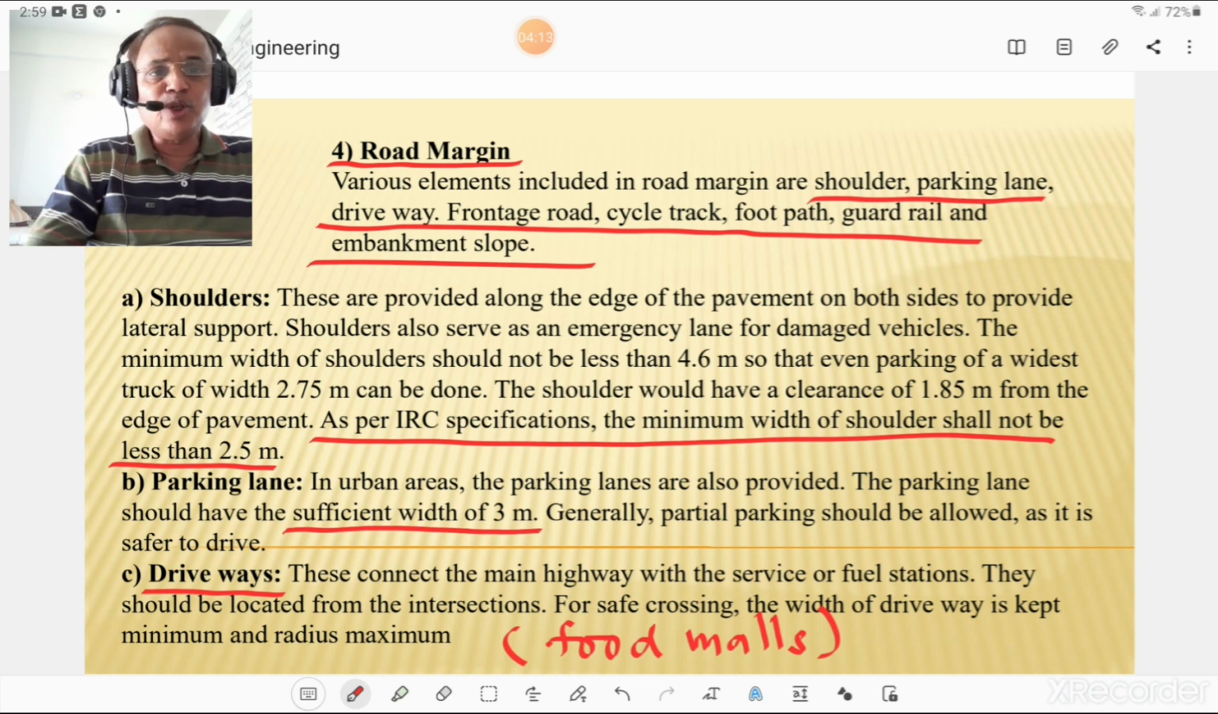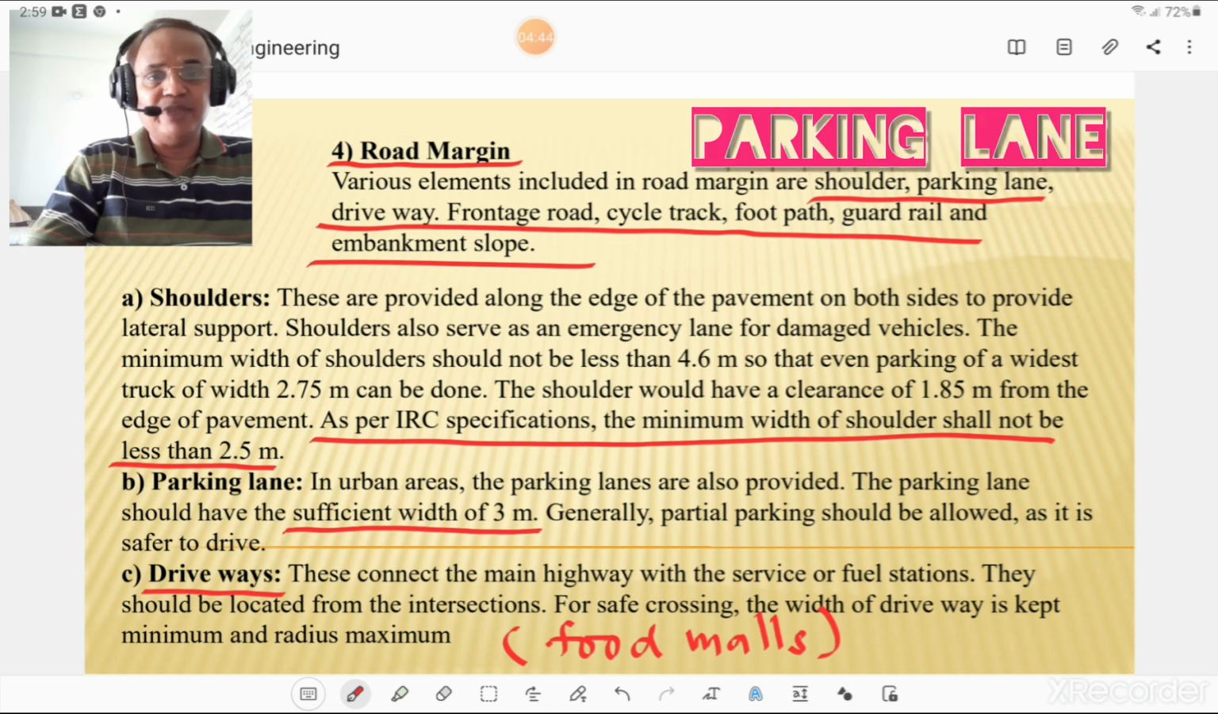The minimum width of the shoulder should not be less than 4.6 meter, so that even parking of the widest truck of width 2.75 meter can be done. But due to land restrictions and difficulty in getting the land, as per IRC specification, the minimum width of the shoulder shall not be less than 2.5 meter, and the shoulder would have a clearance of 1.85 meter from the edge of pavement. So it should be at least 1.85, but as per IRC it is 2.5 meter.